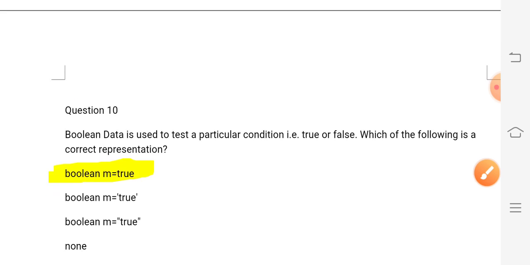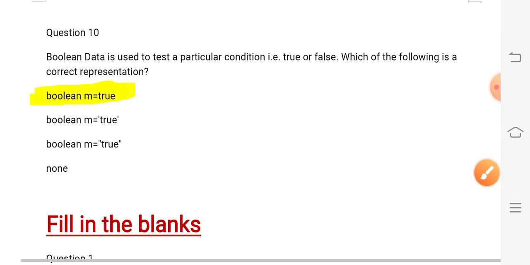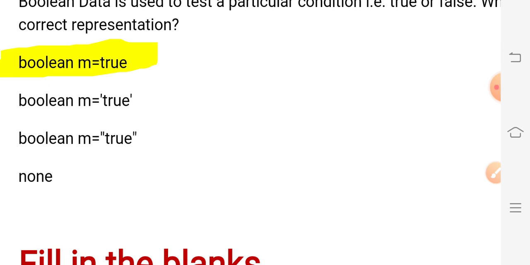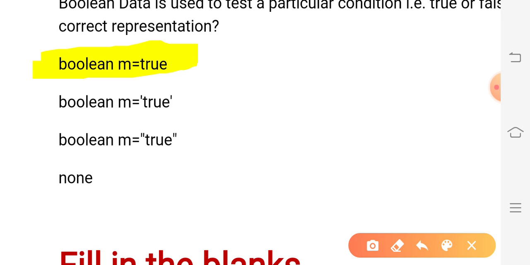Then next one, question number 10. Boolean data is used to test a particular condition, that is true or false. Which of the following is a correct representation? Now look at the difference here. All are given in the same way, just the difference is what? On the left part, Boolean M, Boolean M, Boolean M, that means the left hand side is same. Now look at the right side. Here only simple true is given. Here true in single quotes and true in double quotes.